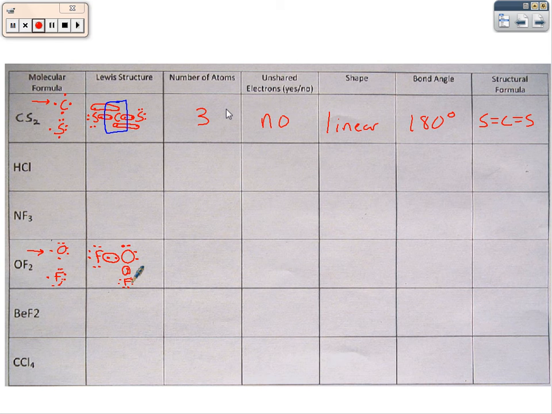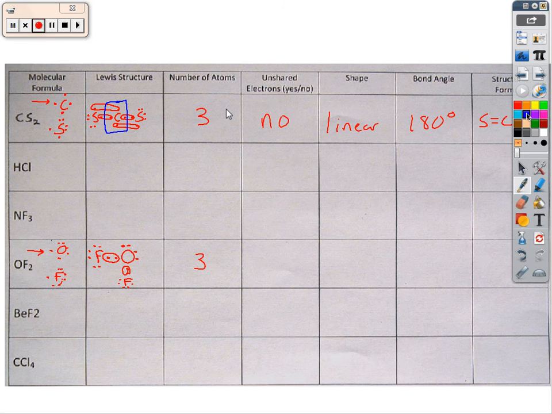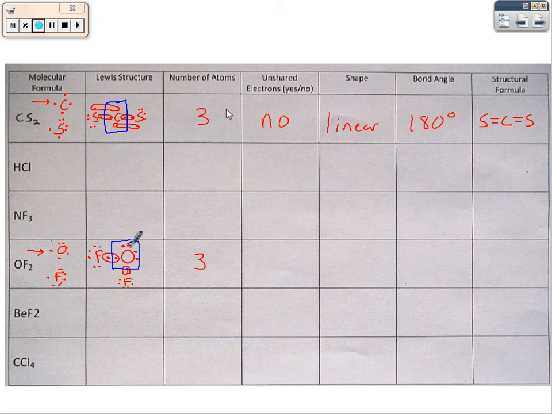3 atoms again. But this time when we look at that central atom, we have not shared all of its electrons. There are 2 pairs of electrons here that have not been shared. So it's a yes in this column. Yes, we have unshared electrons. And again, if you take a look at the 2, you can see the difference. Carbon, all the dots were circled, no unshared electrons. Oxygen, we have these 4 dots that weren't circled. We do have unshared electrons.